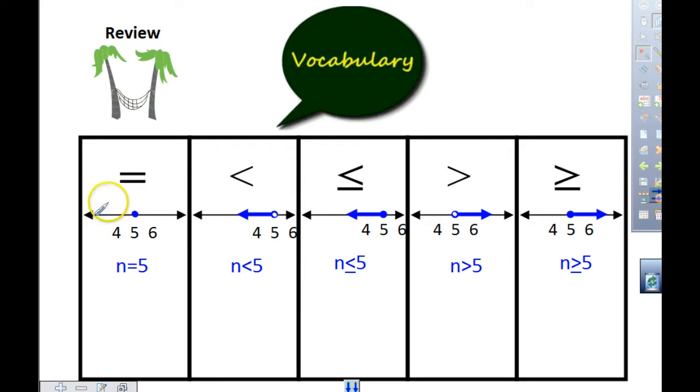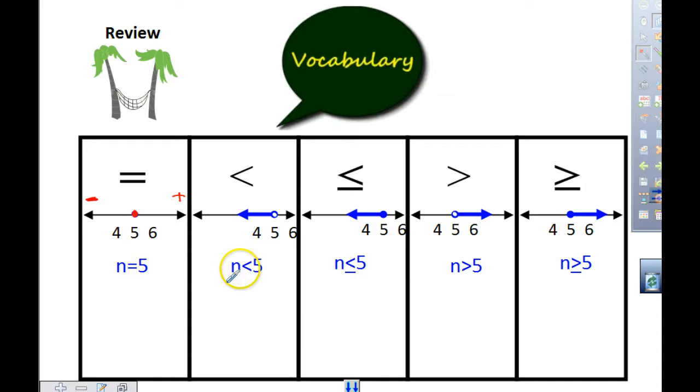The number line has small numbers on the left side, bigger numbers on the right side. But an equal sign was just a dot on that number. Like n equals 5 was just a dot on 5, denoting that's the answer. But then you've got two other situations where you can have many answers, as long as they are all below or above some number. So here, this means all numbers less than 5.